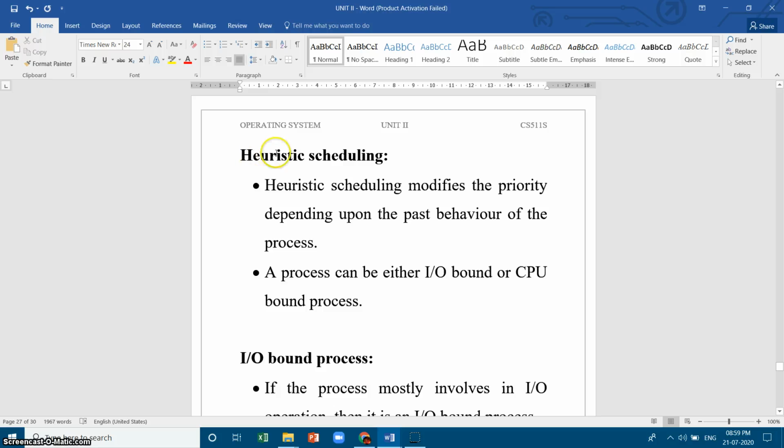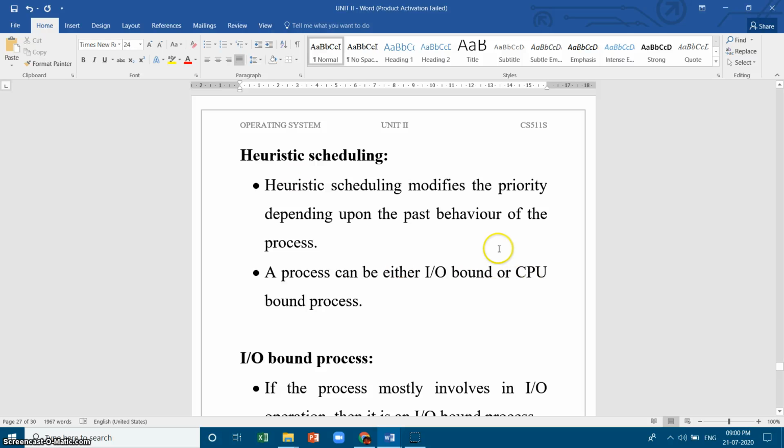What is the meaning of heuristic? Heuristic meant based on the past behavior of the process, it will be modifying the priority. So based on the past behavior, the priority will be modified. Before getting into heuristic scheduling, we have to know about two types of process.